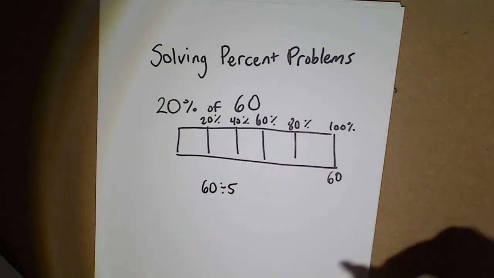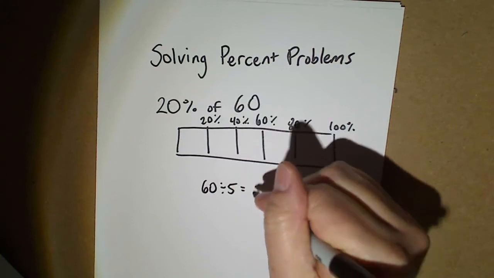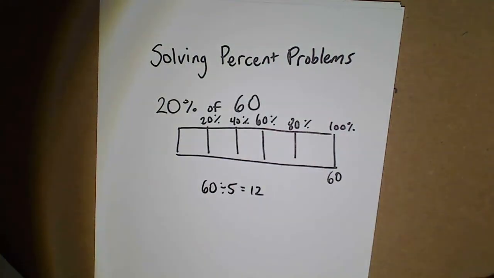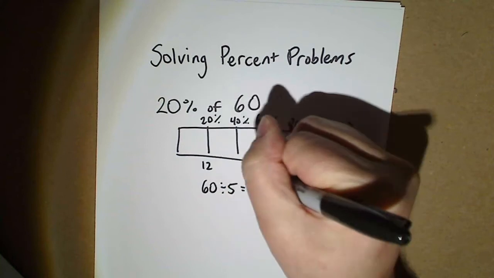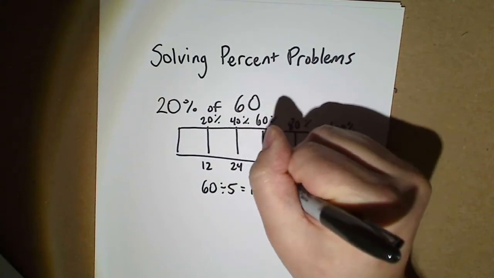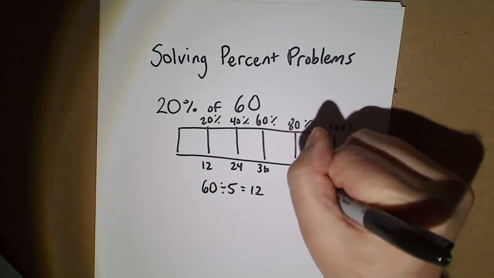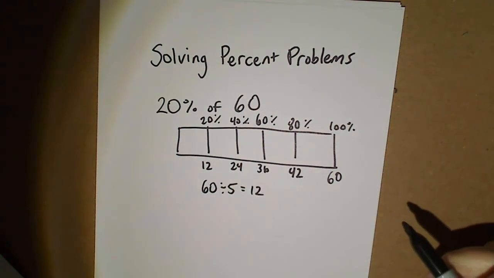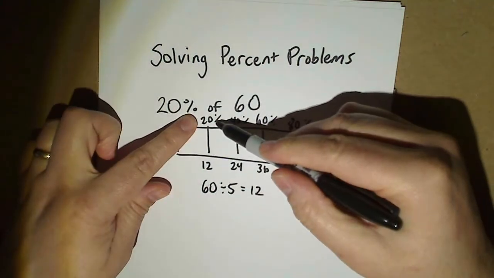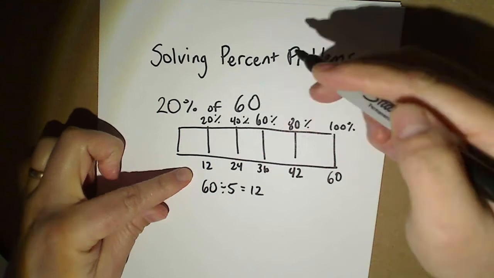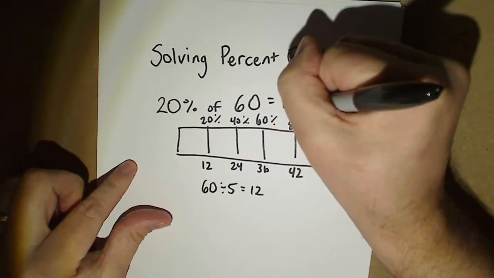Now, clearly, if you're quick at math, or maybe you just know that 60 divided by 5 is 12. So that means that each part here is 12. That's 12, that's 24, that's 36, that's 48, and then that would be 60. So 20% of 60 is 12. 20% of 60 equals 12.